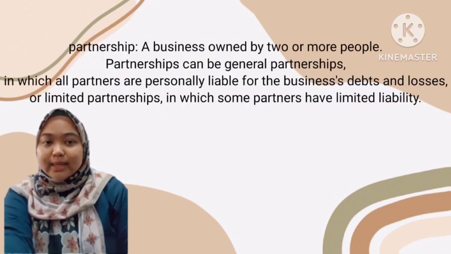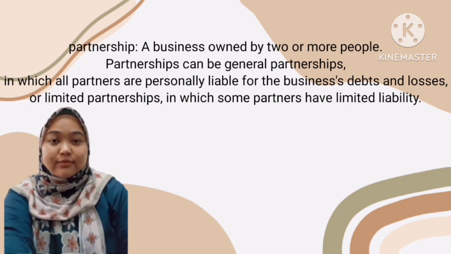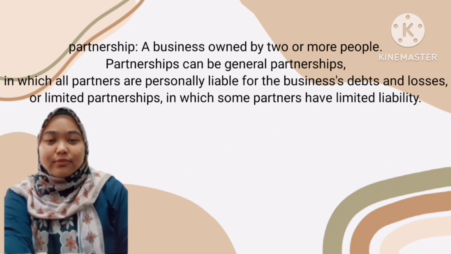While for partnership, it is a business owned by 2 or more people but less than 20 people as stated in Section 47, Subsection B of the Partnership Act. Partnership can be general partnership or limited partnership.